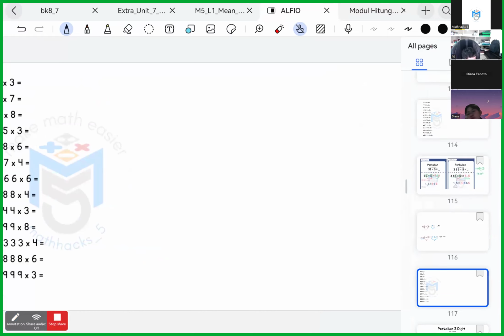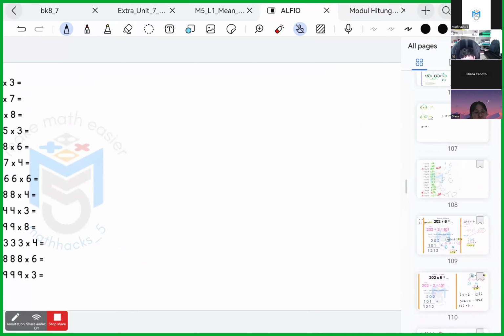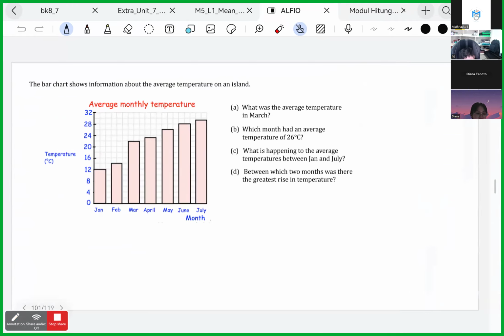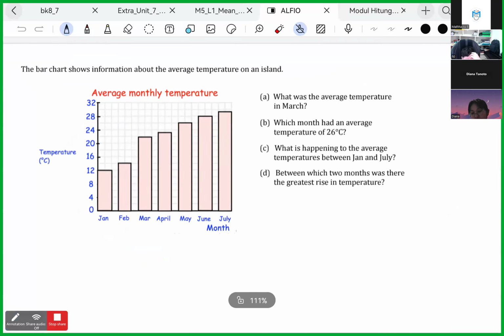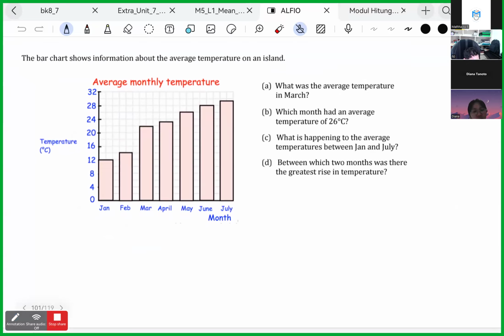Okay, now we're back to bar charts, yeah? Okay, for this one, can you read the question first? From the very first sentence. The chart shows information about the average temperature on an island. What was the average temperature in March?